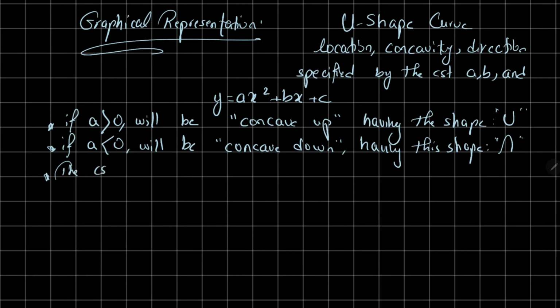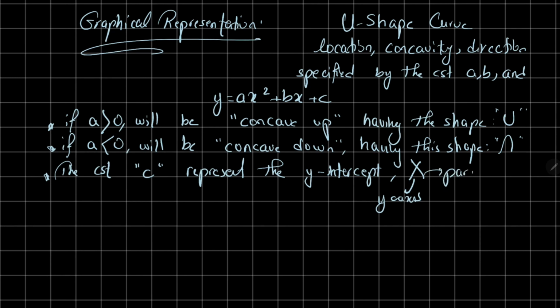The constant c represents the y-intercept, which is the intersection between the y-axis and the parabola, like the constant b in a straight line function having y equals ax plus b.